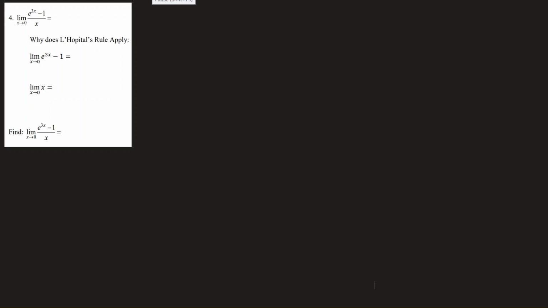Question number 4 about L'Hopital's rule. First focuses on why we can use L'Hopital's rule. So what we need to do is try direct substitution. We plug 0 in anywhere there's an x, so we're plugging it into the numerator. Let's see what happens when we do that.